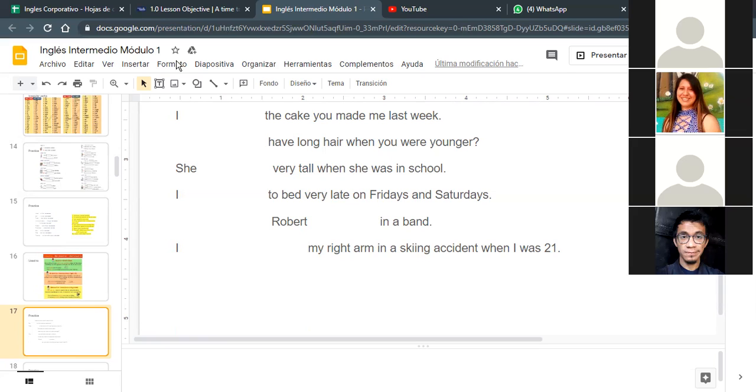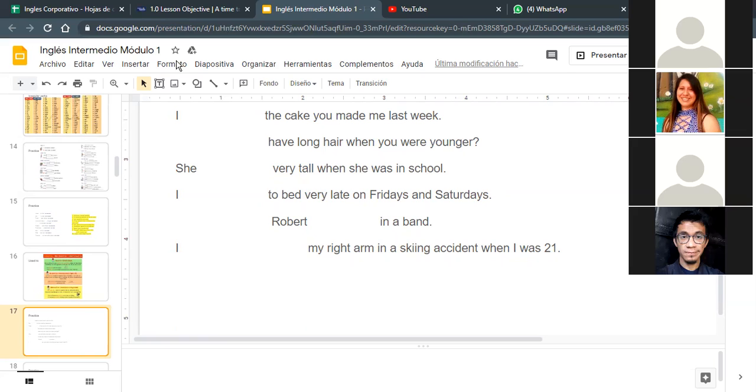I used to break my right arm in a skiing accident when I was 21. This is an interesting one. To be honest with you, this is different because it says when I was 21. So this is not a period of time. If this is not a period of time, that means that we are not going to use used to. So this is going to be I broke my arm in a skiing accident when I was 21.